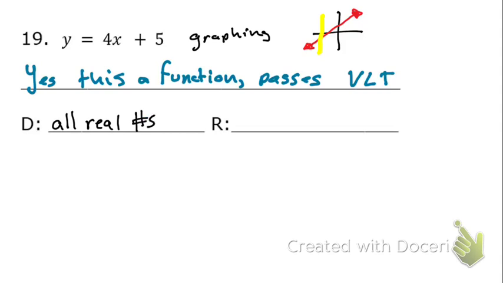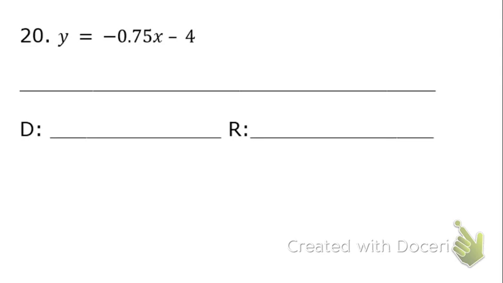The range, again, is about how high or how low. Can I measure how high and how low? And the answer is no. It's all real numbers. Okay, let's go to number 20.